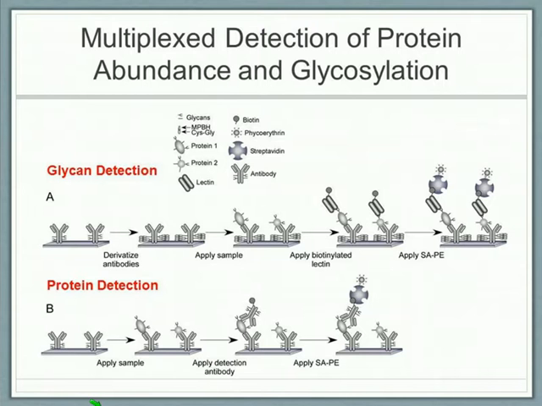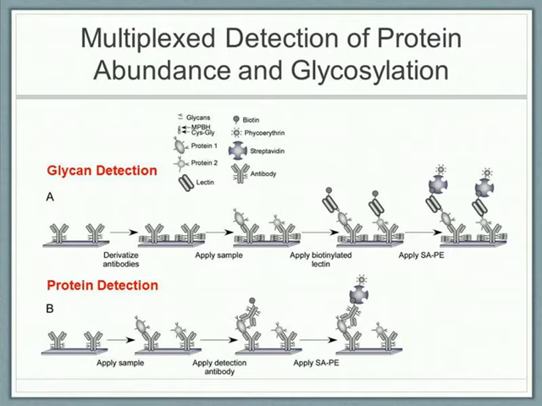And that's done in panel A. As you can see, it's very similar in its beginning to a standard assay. We spot down multiple antibodies, we capture proteins, but then instead of detecting the core protein, we use a lectin to detect the glycans on the captured proteins. And we can use a variety of different lectins, which are glycan-binding proteins, to detect different types of glycan structures depending on what it is we want to detect. In the lower panel, you see the standard protein detection format where we use paired antibodies to detect the core protein.